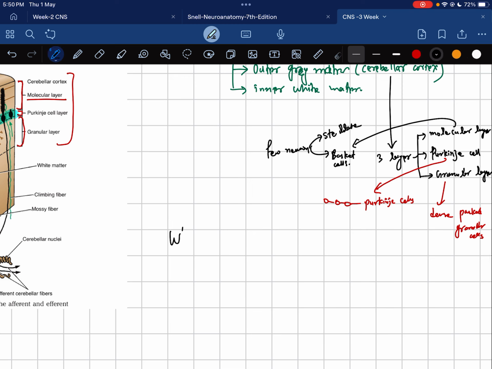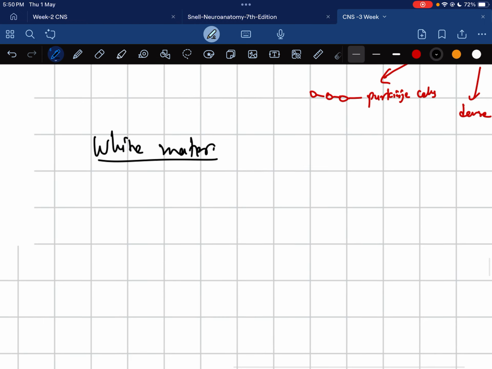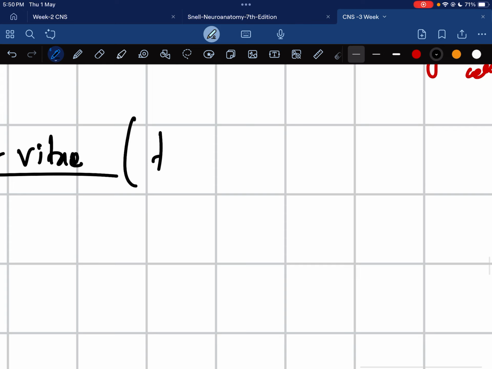So moving on, white matter. The white matter is present deep to the cortex. So this is the white matter. These are the white matters. The white matter contains the arbor vitae, which means a tree-like branching of white matter.